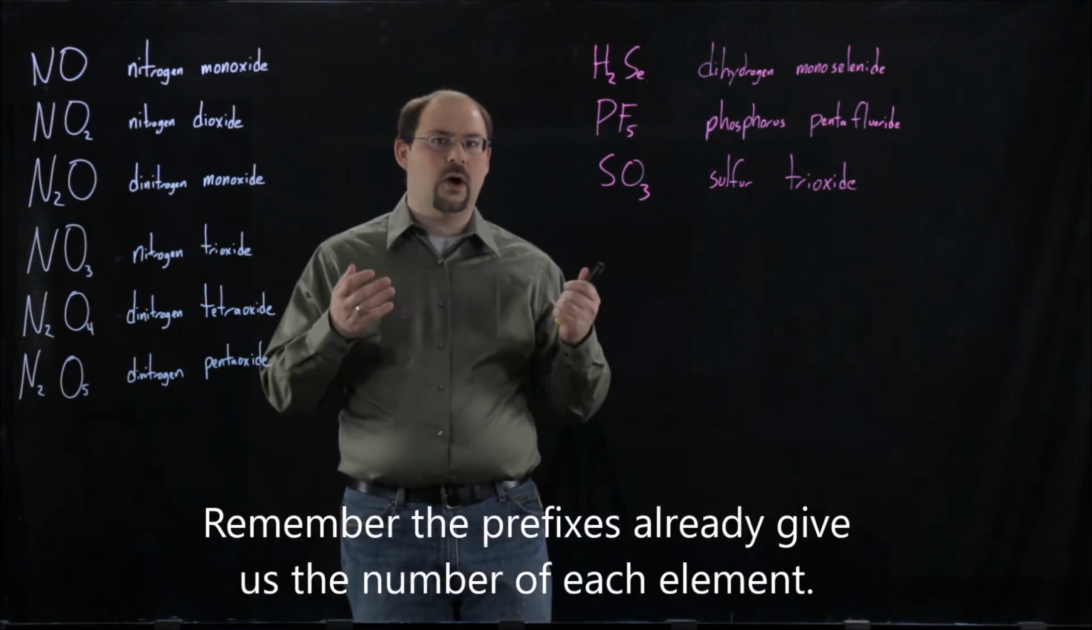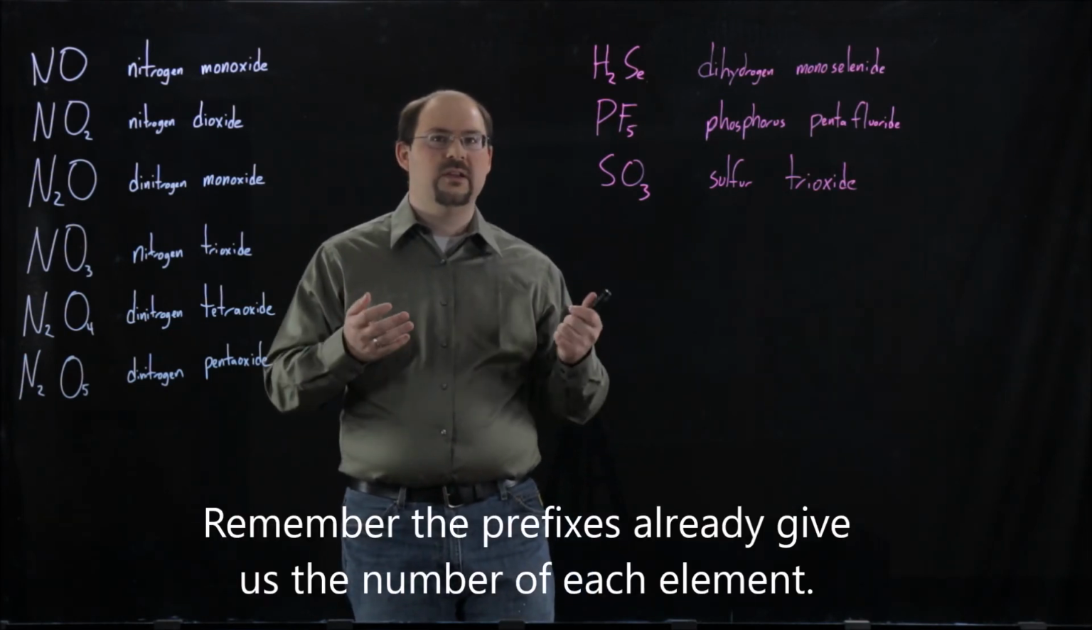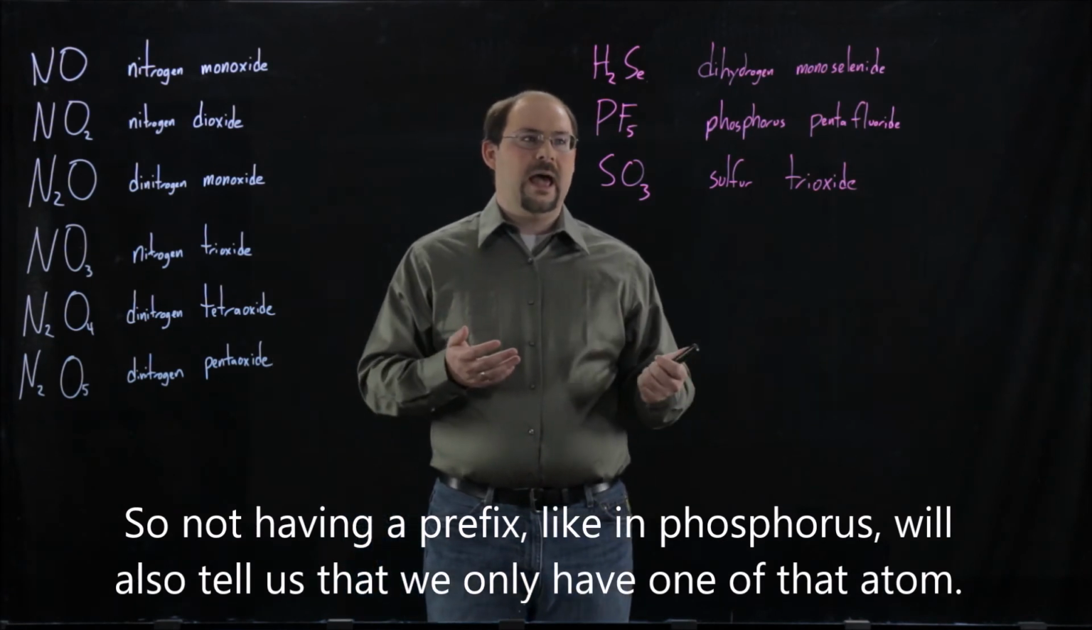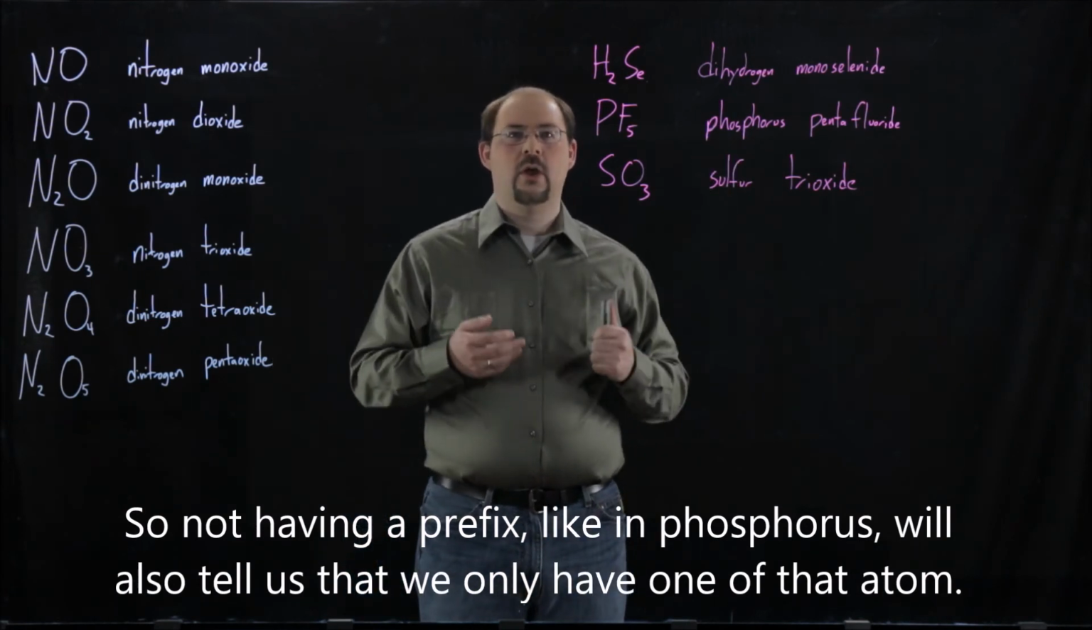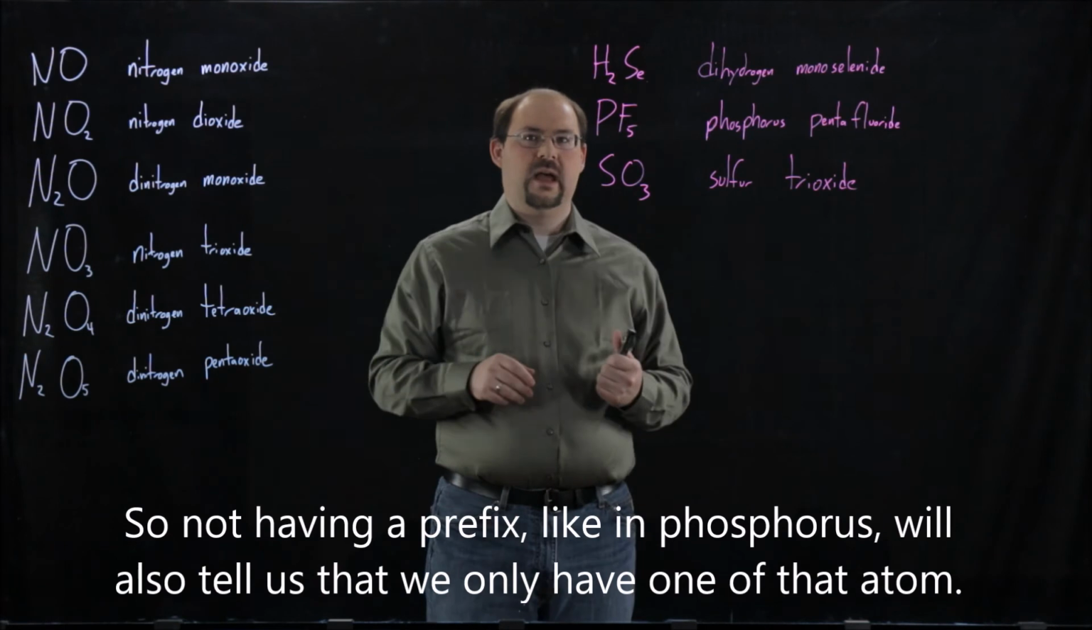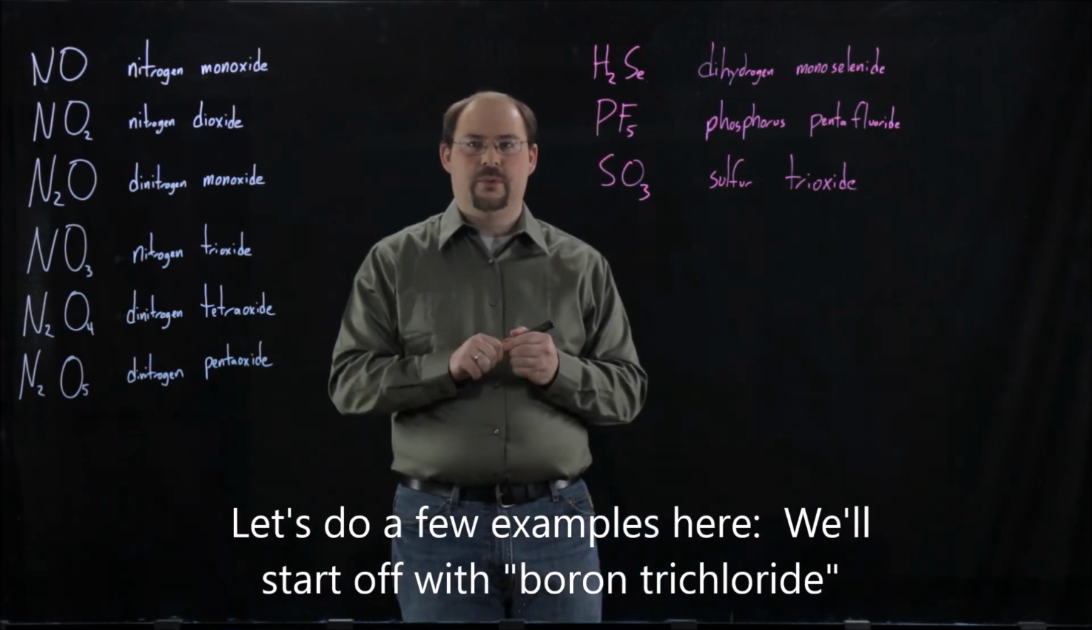Now, turning the names back into formulas is really easy with our covalent compounds. Remember, the prefixes already give us the number of each element. So not having a prefix like in phosphorus will also tell us that we only have one of that atom. Let's do a few examples here.